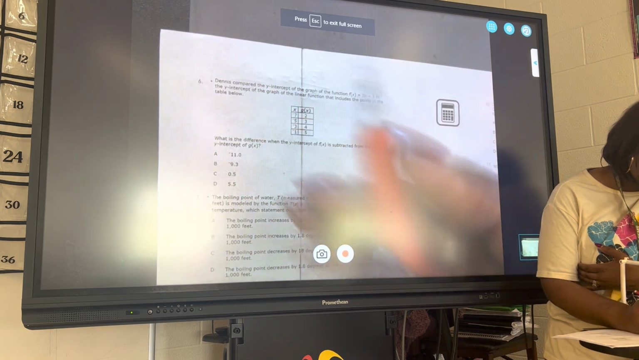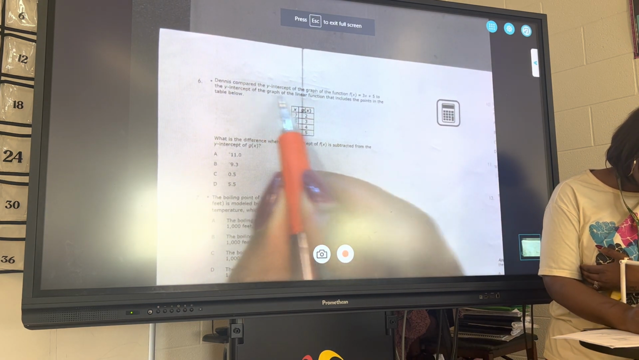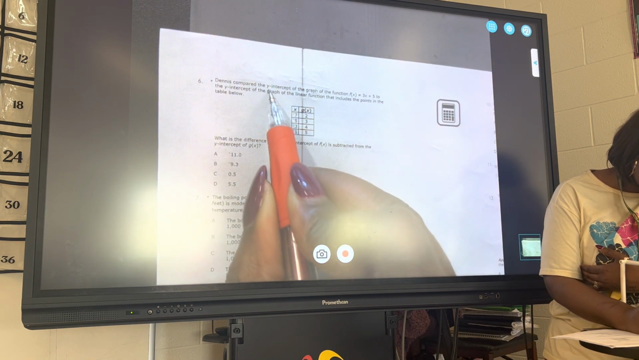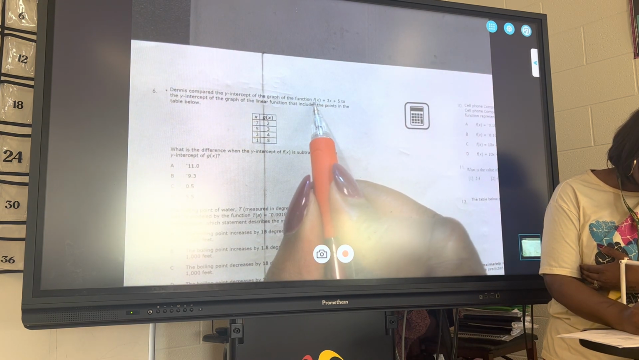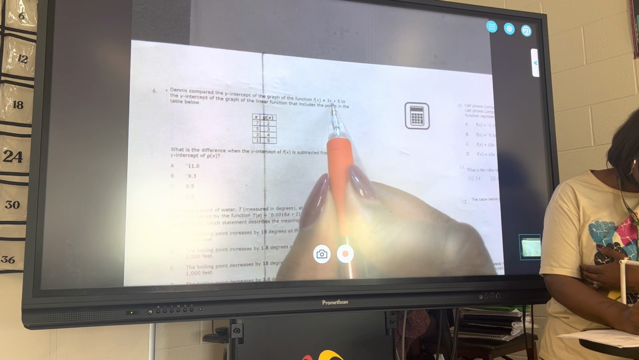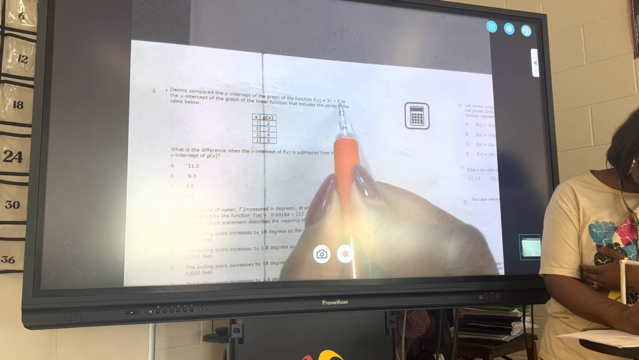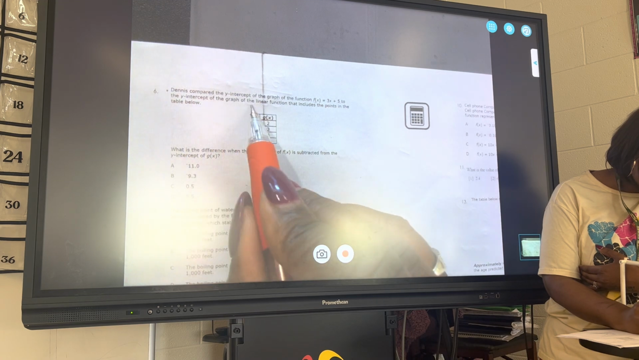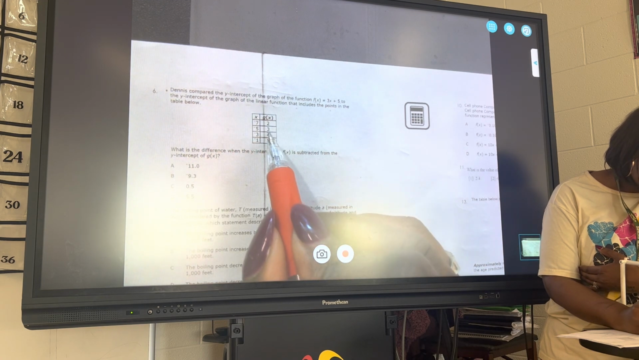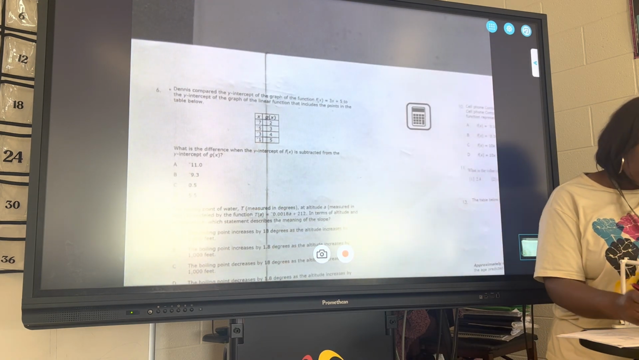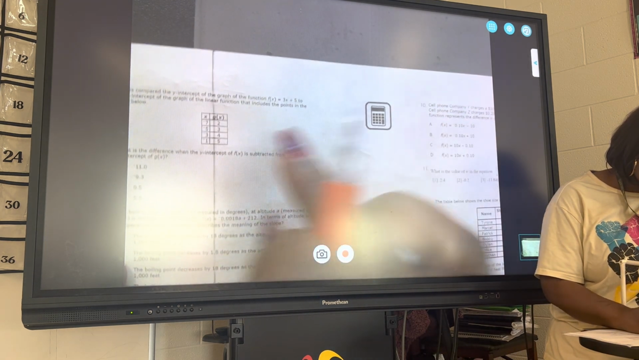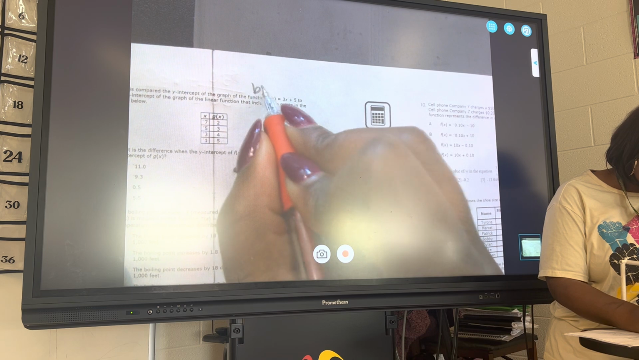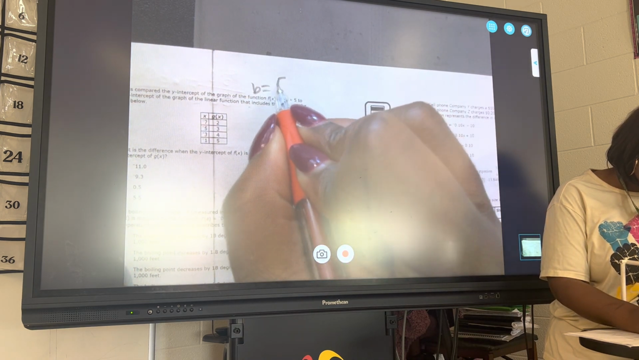It says Dennis compared the y-intercept, the starting amount of the graph. Remember, y-intercept is the starting amount of the graph. Here, remember, f of x is the same as y. f of x is equal to 3x plus 5 is the y-intercept of the linear function in the below. So look, the y-intercept of this function is what? Which one of these numbers is the y-intercept or the b? 5 is. Are you good with that?